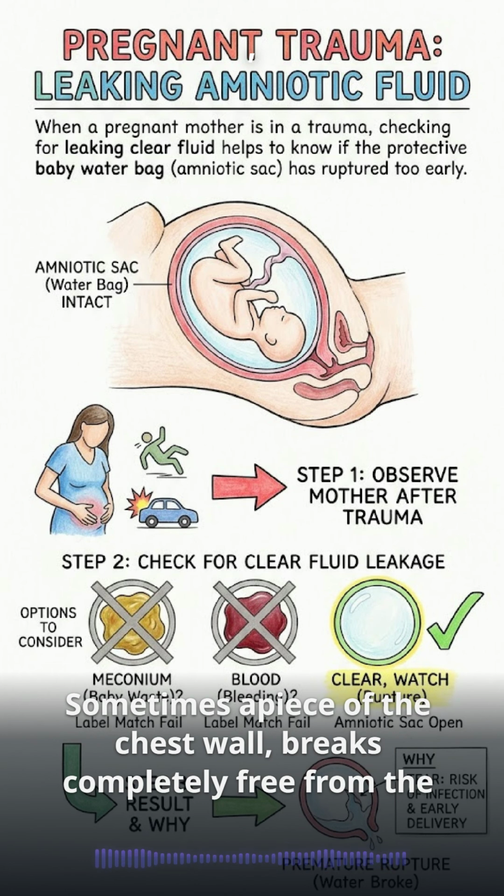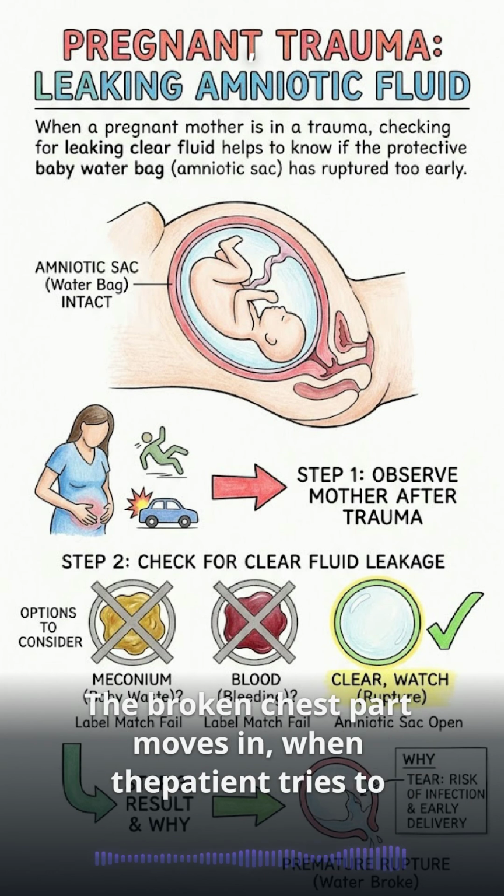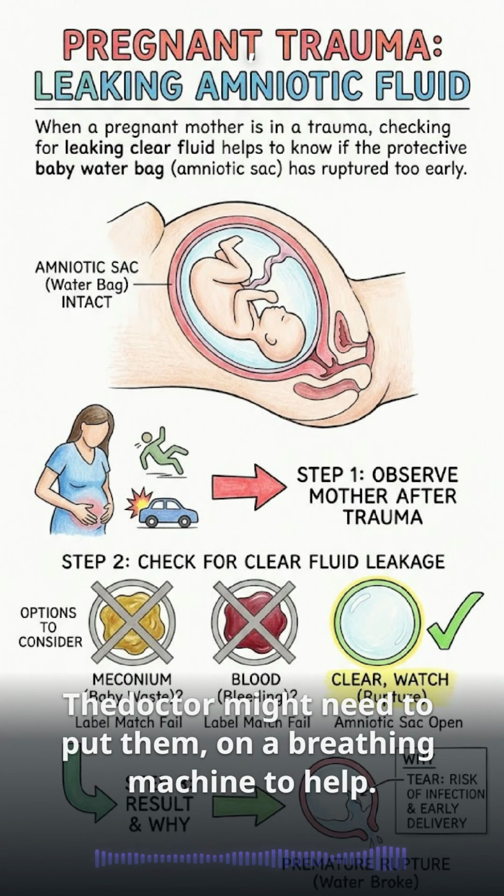Sometimes a piece of the chest wall breaks completely free from the ribs. We call this a flail chest, and it makes breathing extremely hard today. The broken chest part moves in when the patient tries to breathe air in. This opposite movement means their lungs cannot fill up with enough good air. The doctor might need to put them on a breathing machine to help.